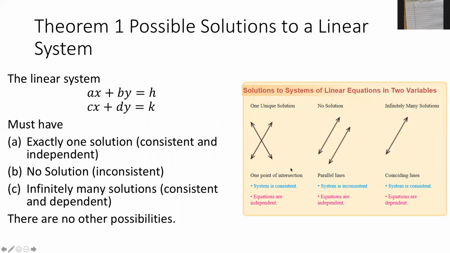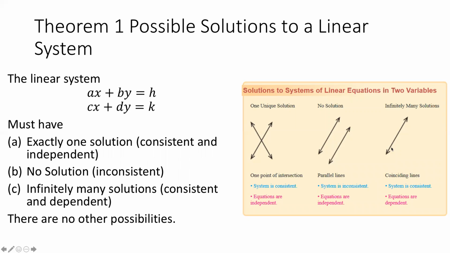So make this a little smaller here. And so you have this linear system, right? That's what we know, must have either exactly one solution. So that's consistent and independent. That's this part right here. That was the first example. And then there could be no solution, which is inconsistent, which is two parallel lines, which was our third example on that previous one. And then C, we have infinitely many solutions, consistent and dependent.